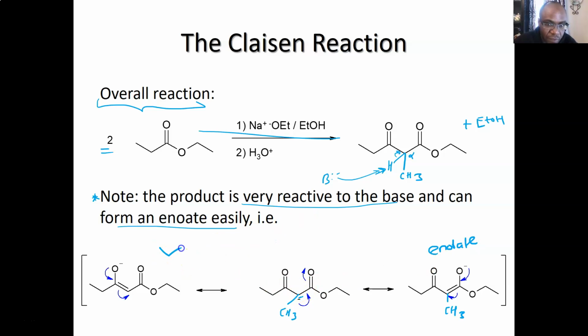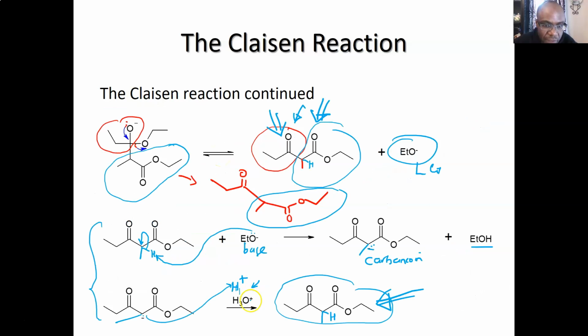Alternatively, if you use your carbanion to make an enolate on this other side, you're gonna end up with this molecule. So to stop this enolate formation, that's why we add an acid like we did here. The acid will quench the negative charge. You get your stable product that won't form any more enolate.